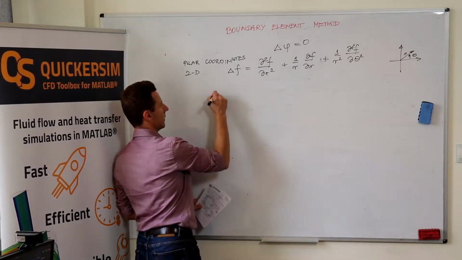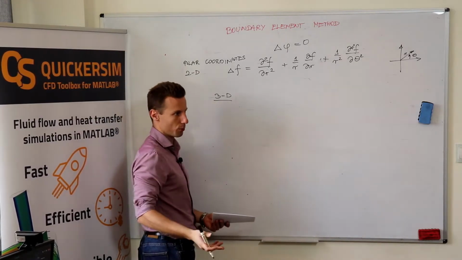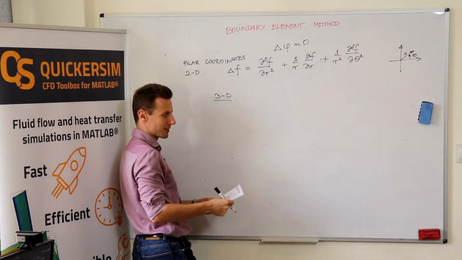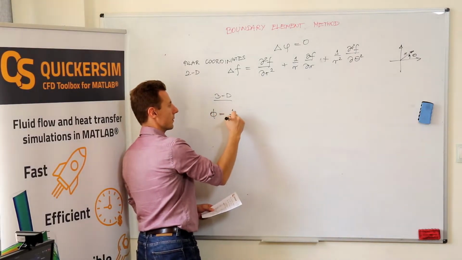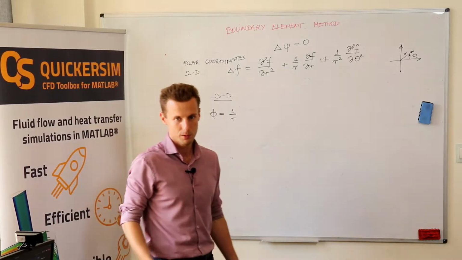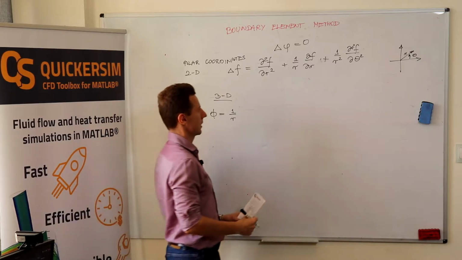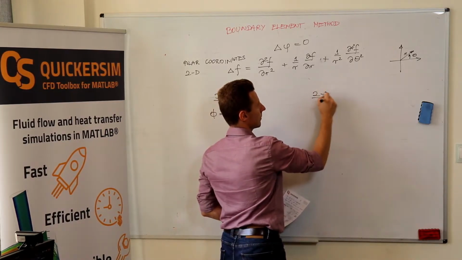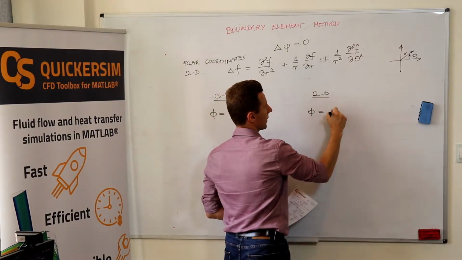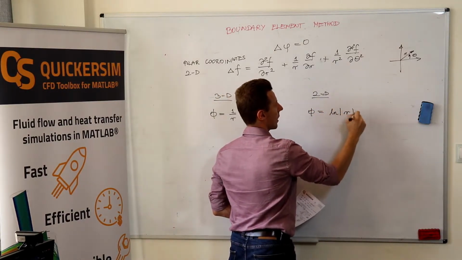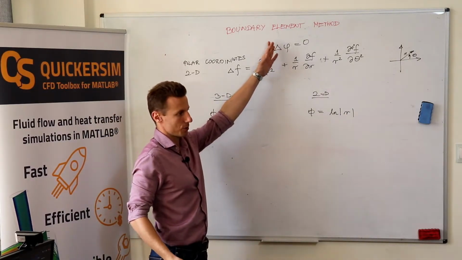Like in 3D, you can easily prove, and easily prove means just calculate the derivatives, that such a function phi equal 1 divided by r satisfies the Laplace equation everywhere. For 2D, you can notice that phi equal natural logarithm of r satisfies this equation everywhere.